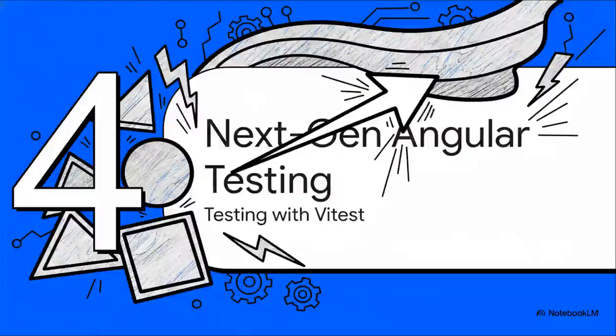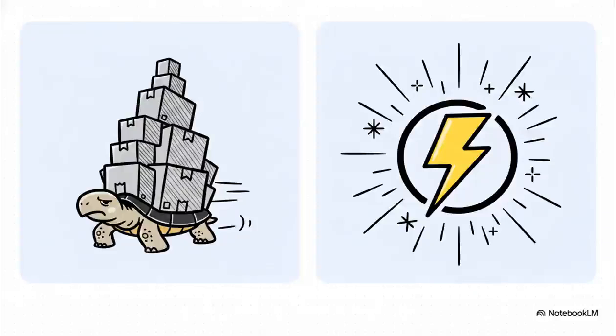Testing with Vitest. Legacy Angular testing was, well, let's be real, it was notoriously slow. You needed heavy component fixtures and clunky Karma setups just to test simple logic. But today, we use Vitest. It runs unit tests in a blazing fast Node.js environment. And here's the best part.